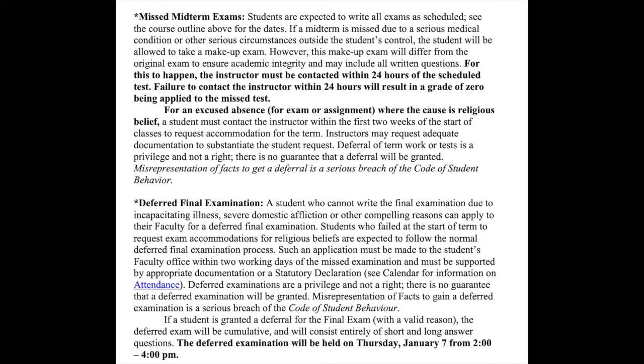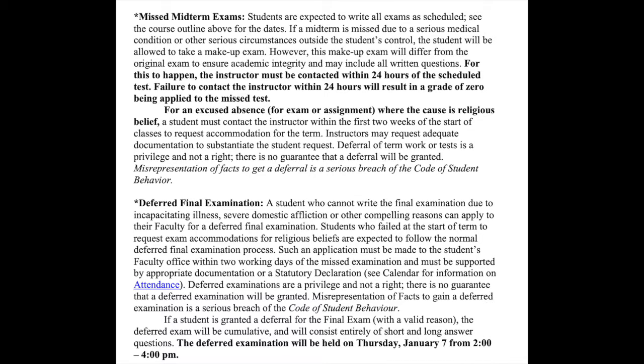Now for the final exam, I actually, as the instructor, have no authority whatsoever to say that you can take the deferred final exam. That goes through you and your faculty. So you'll have to submit an application. Let's say if you're in the Faculty of Arts, you'll submit it to the Faculty of Arts, or if you're in Science, to the Faculty of Science, etc., etc. And they'll make some sort of decision.